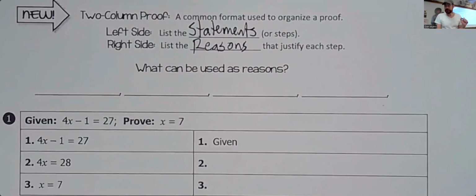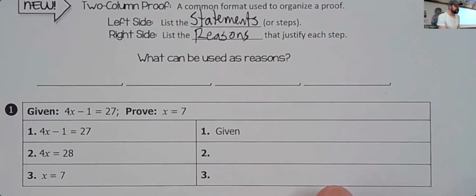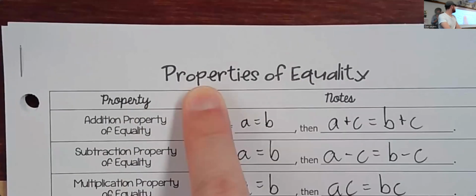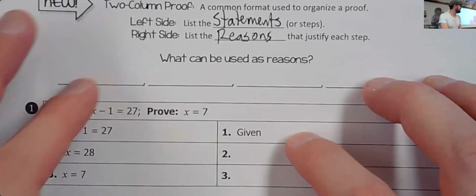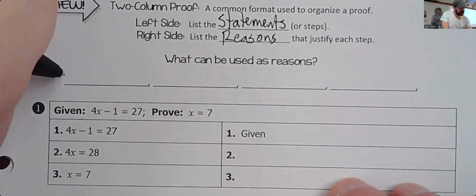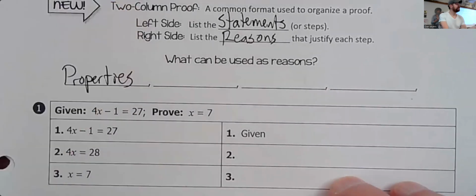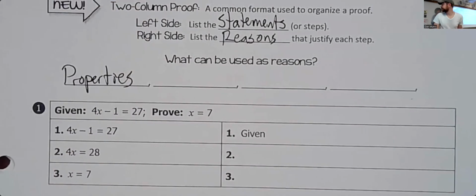All right. Different things that you can use as reasons. Today, we are pretty much just going to be using these right here. And these are properties. So one of the things that you can use as a reason would be properties. For today, that's pretty much all we're going to be using.